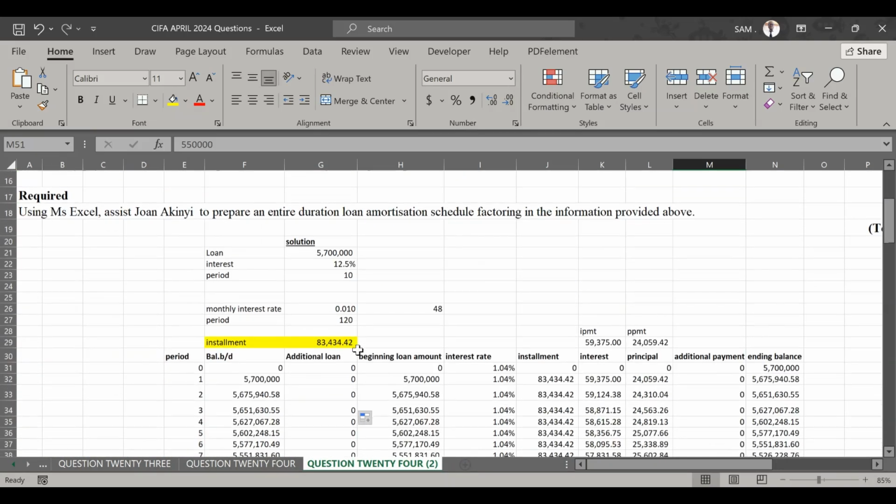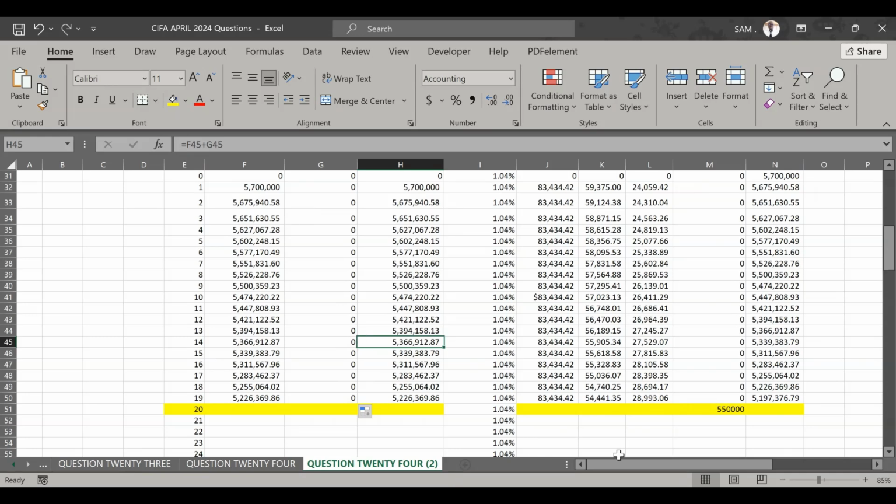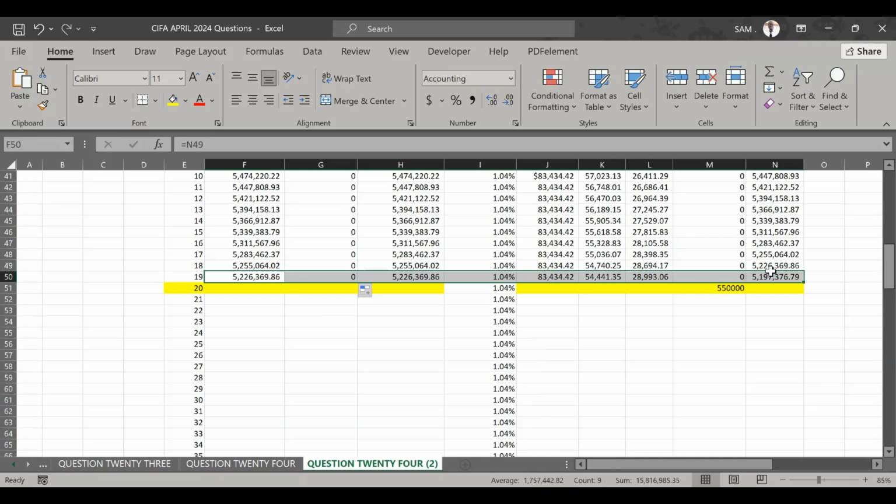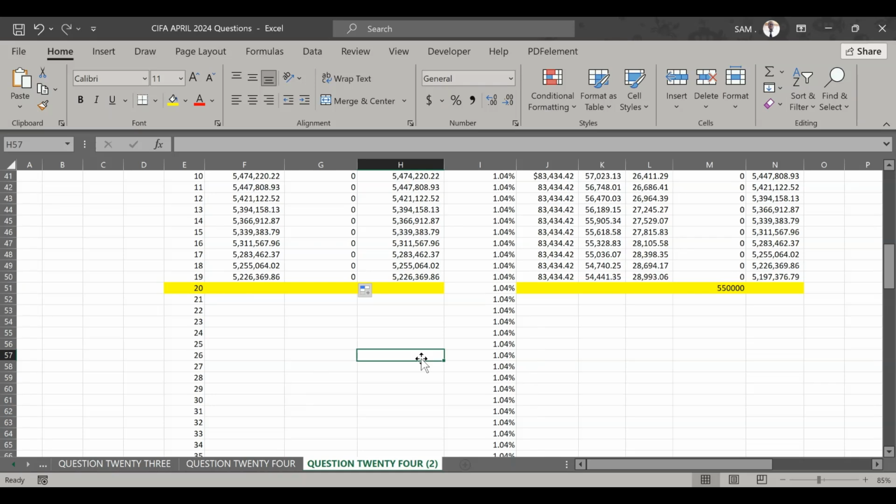Which is the initial agreed period? It is 120 months, right? Good. So at that point, that's why you see the 550 there. And our formula will still remain the same, like that, up to period 19. But when we come to period 20, I want us to see how we bring on board this adjustment.